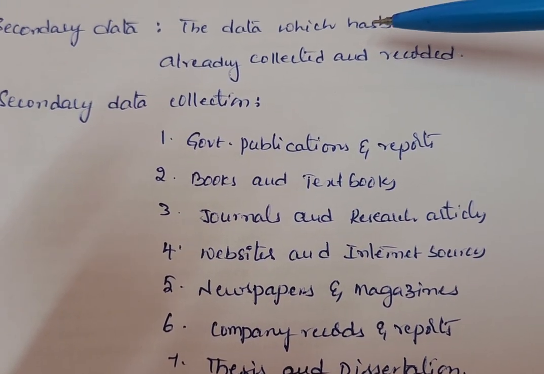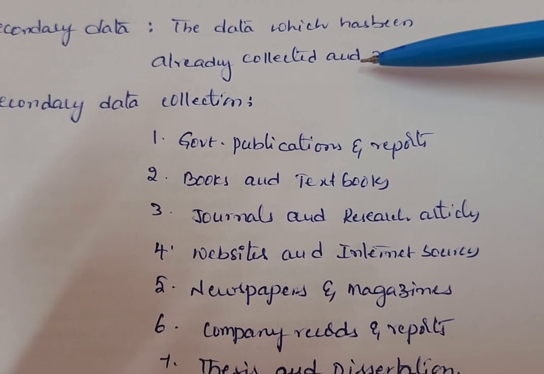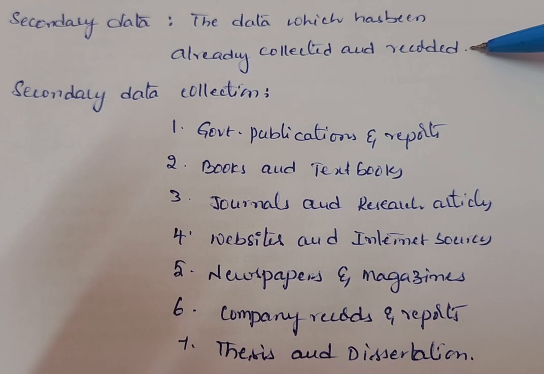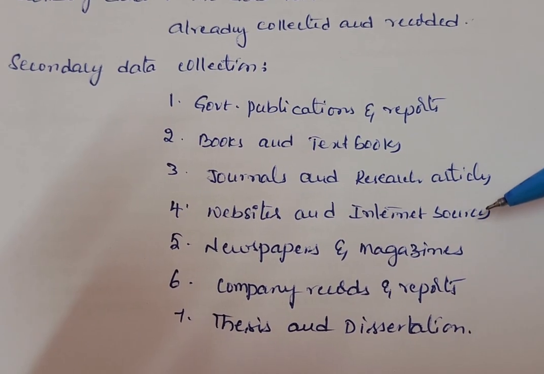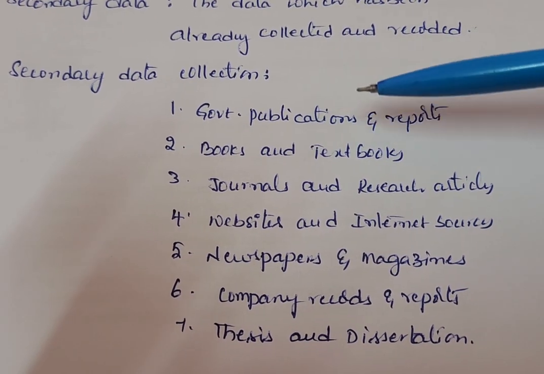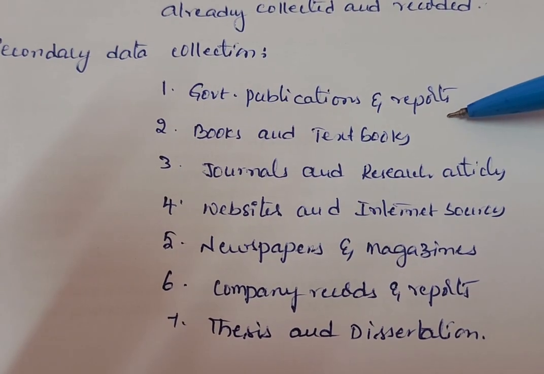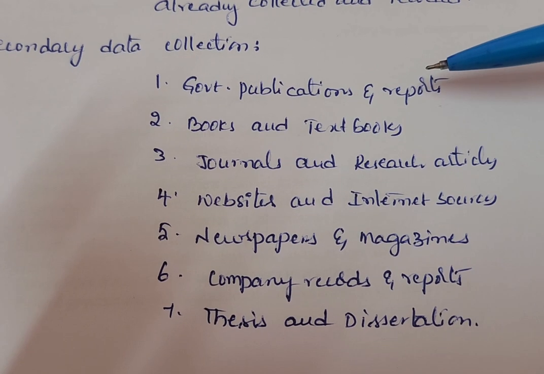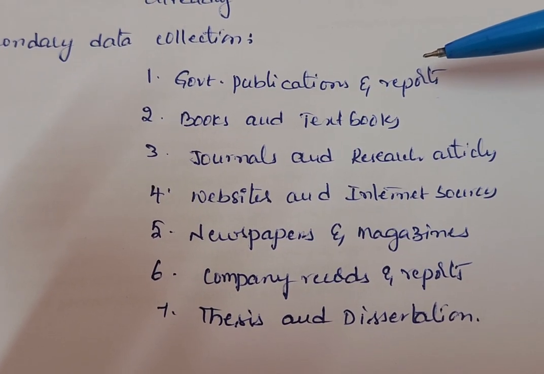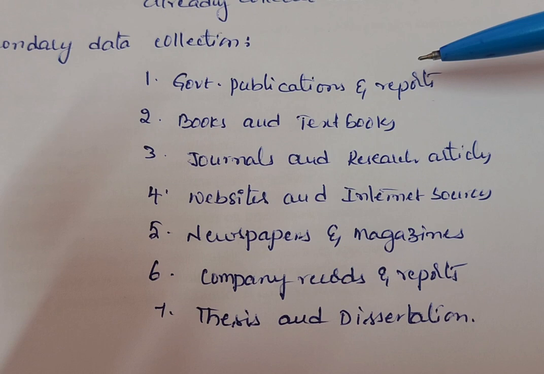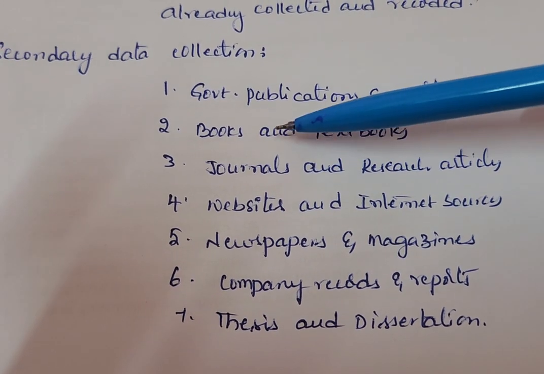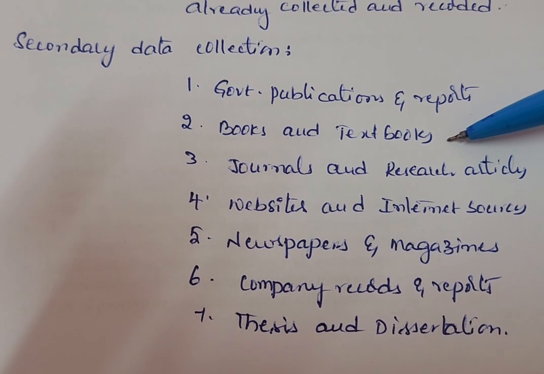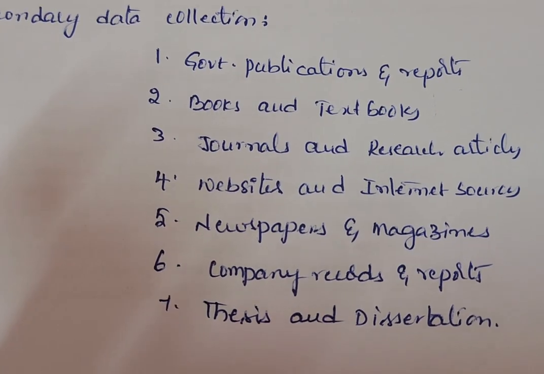The data which has been collected by somebody and recorded, that type of data is called secondary data. So these are the secondary data collection methods. All government publications and all government records or reports come under secondary data. For example, the census population study taken by the government comes under secondary data, and the books which we are reading and the textbooks, they are already recorded, so that is a source of secondary data.